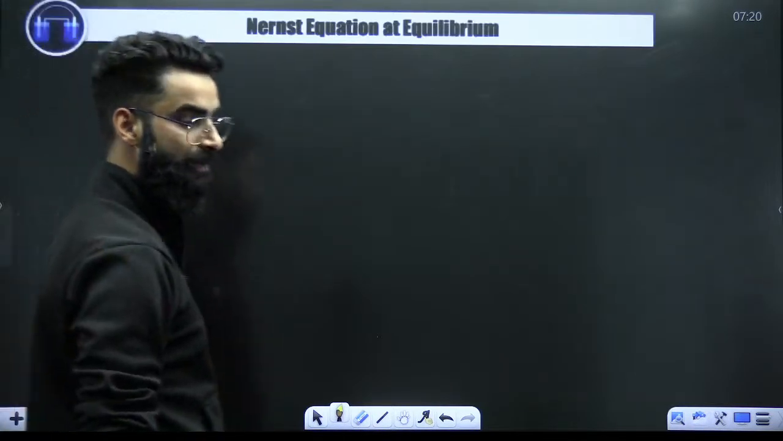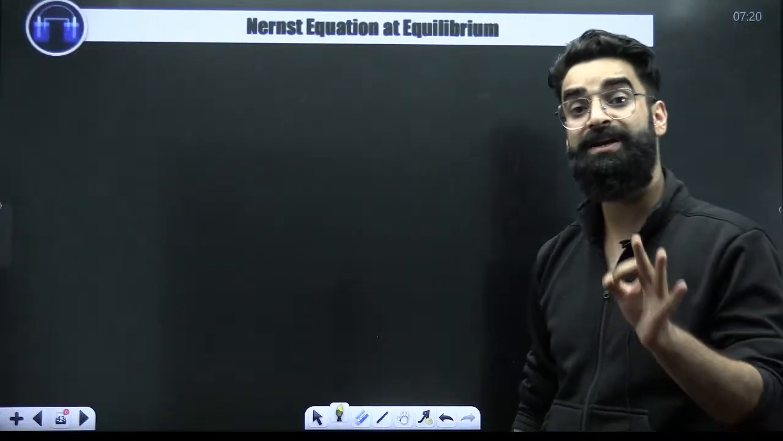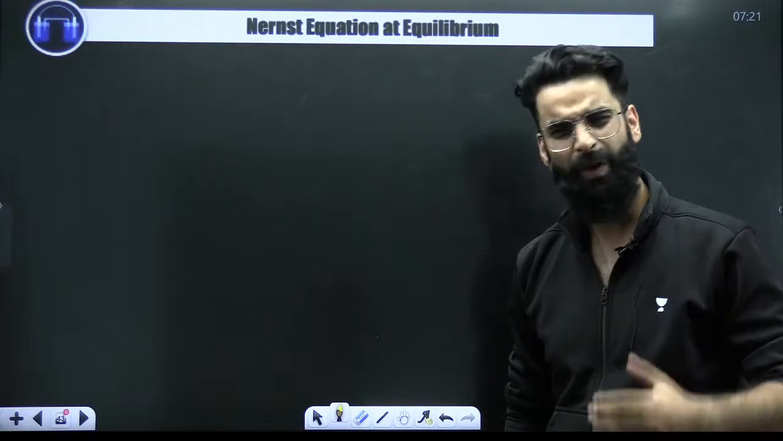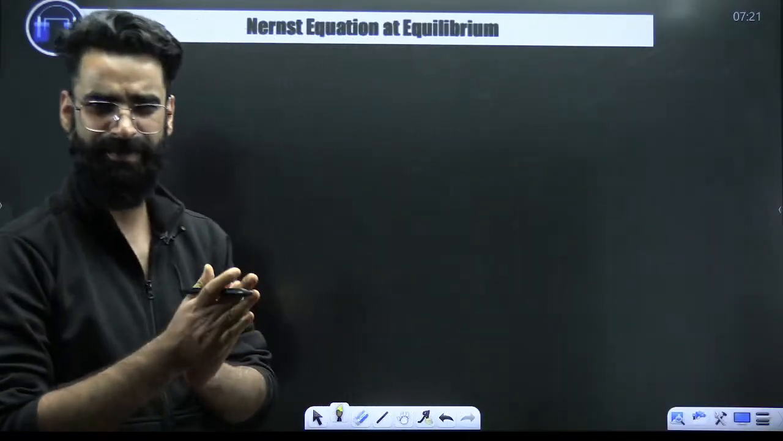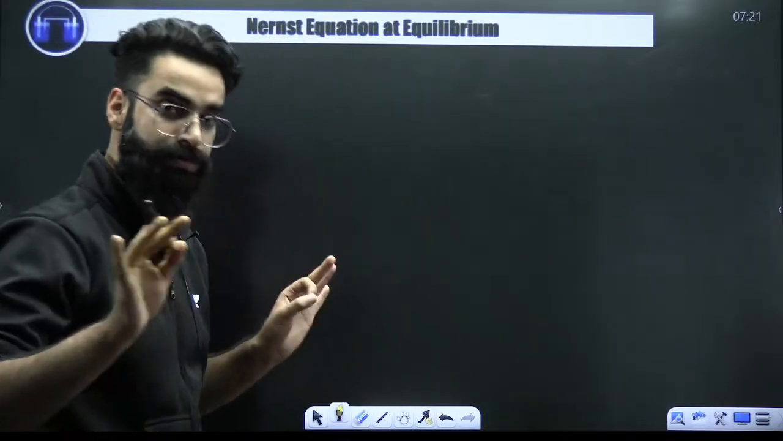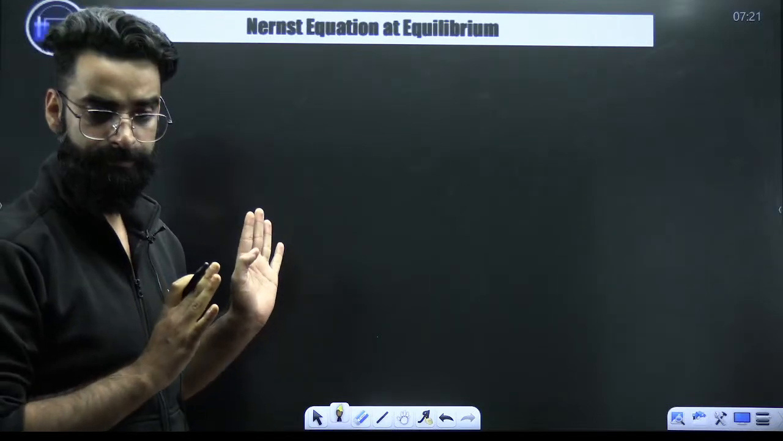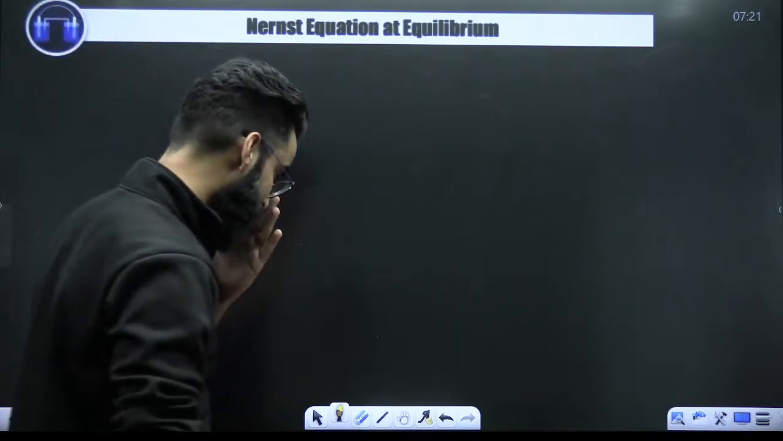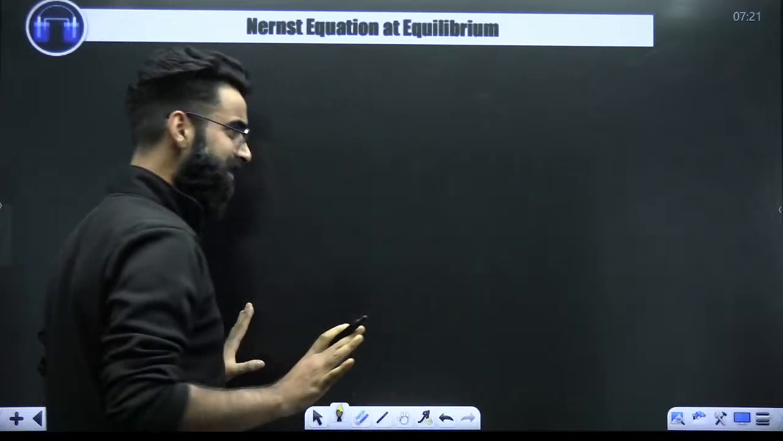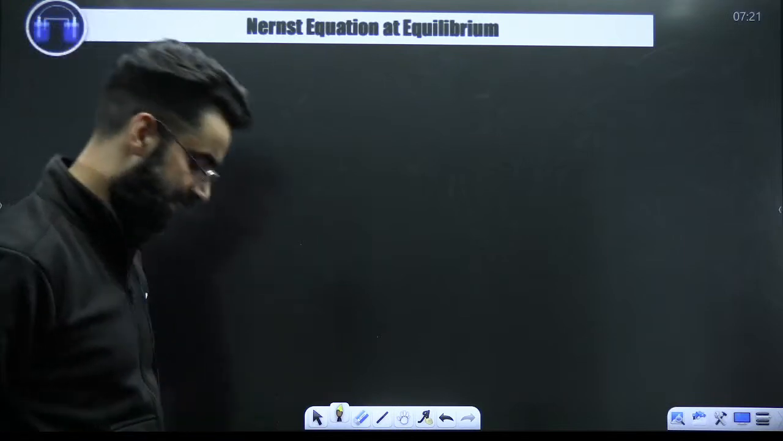Let's look at one more topic that's again important. What is it? Nernst equation at equilibrium. What is meant by Nernst equation at equilibrium? What is first of all meant by equilibrium stage? Let's try to understand it. My dear students, if you remember, we have discussed Daniell cell long back, right? I'll just use the Daniell cell to make you understand what equilibrium conditions exactly are.